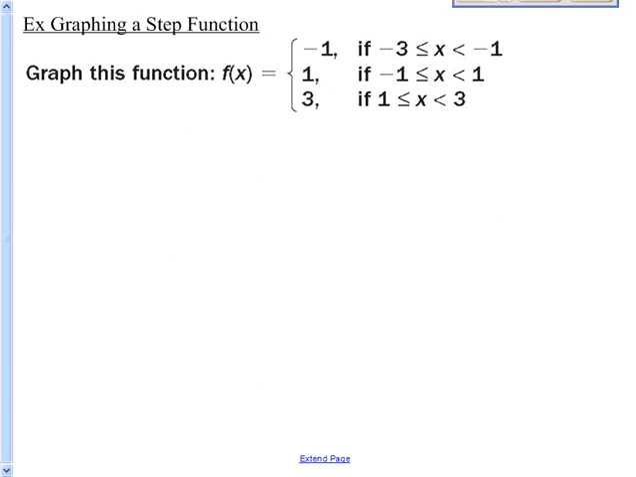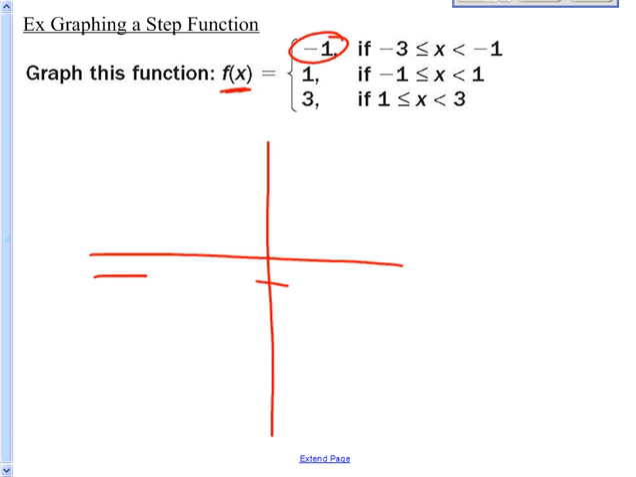How about a step function here? Now you know that f of x is a nickname for y. So if you have y equals negative 1, you're looking at that and you're like, well, I know y equals negative 1 looks like this, right? It's that horizontal line, y equals negative 1. Now, the problem is it's been restricted here. You see that?